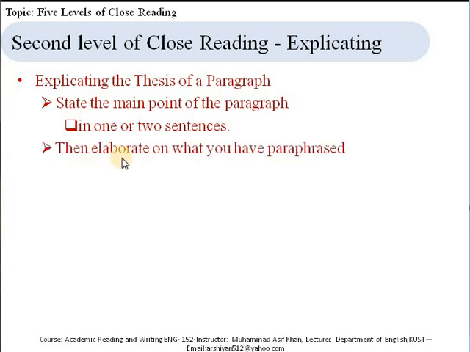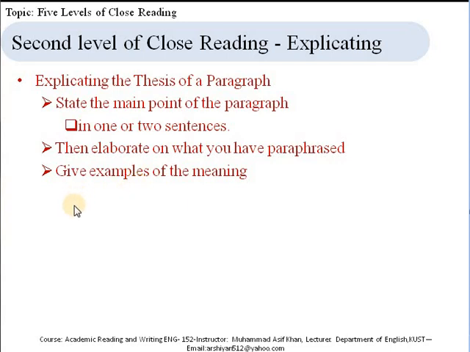And the second step is that you elaborate the ideas you have paraphrased in the first step. Here you are adding your own point of view about that piece of text which you are explicating. So in the first step, we just paraphrase the ideas, and paraphrasing is restating the ideas. Whereas in the second level of close reading, we explain and elaborate the ideas which we have paraphrased in the first step. Or you can start elaborating in this way: in other words, we can narrate the same ideas in this way.